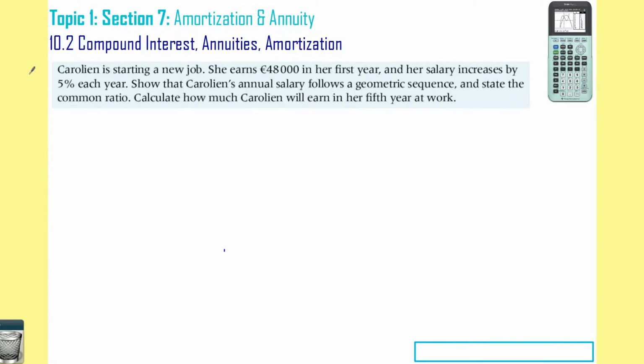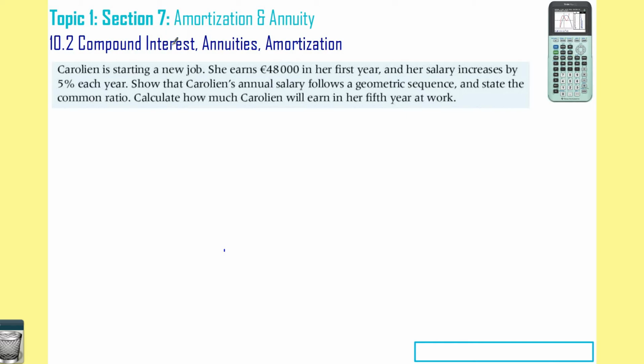Hello. Today we're going to talk about Topic 1, Section 7 of Cognity. We're also going to talk about 10.2 of the textbook. Okay, that's the compound interest. I figured we'd go back and review a couple of these problems first.